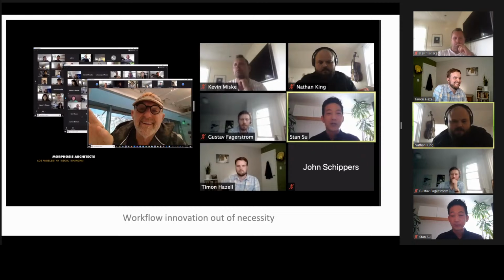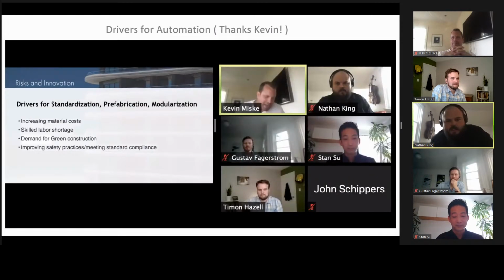Stealing a slide from Stan, we have workflow innovation out of necessity. While we all see this as a challenging time, we need to think about it as an opportunity. Rather than cutting research budgets, let's increase them. And then, stealing from Kevin, I actually took out five slides that Kevin summed up here.